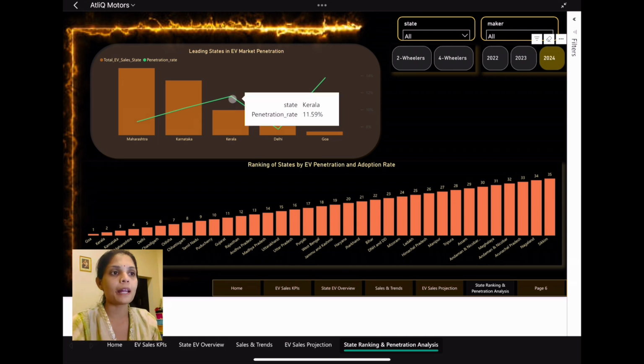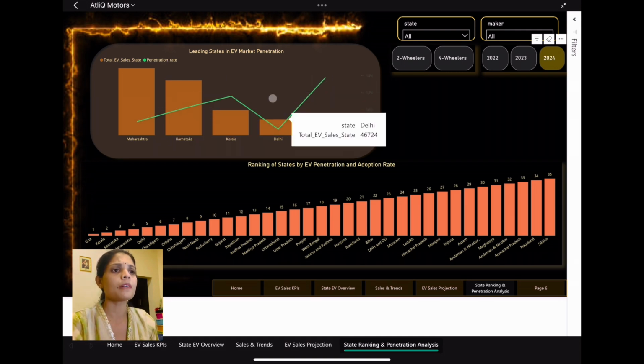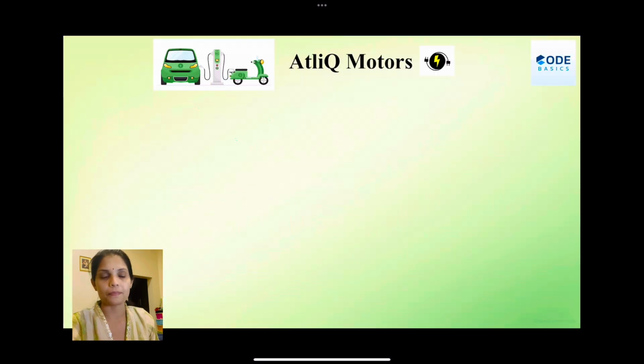Kerala's 11.59% adoption, supported by robust infrastructure, suggests it's another crucial market for expanding EV offerings. While Karnataka and Maharashtra have slightly lower adoption, their large population and growing infrastructure signal huge potential for scaling up. Delhi with a 7.7% adoption rate offers significant opportunities as government support increases. Targeted incentives and awareness campaigns could further boost adoption here. For Atliq Motors, focusing on these regions with tailored strategies could maximize impact and market share.